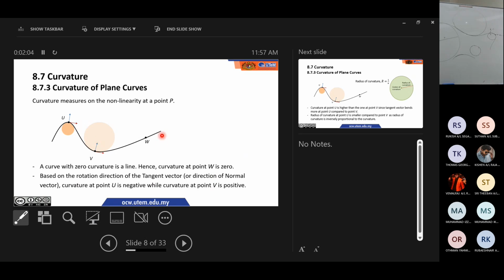Next one. When you have a line, that means at the point of W, you have zero curvature. When you see curvature equals 0, that means it must be a line.